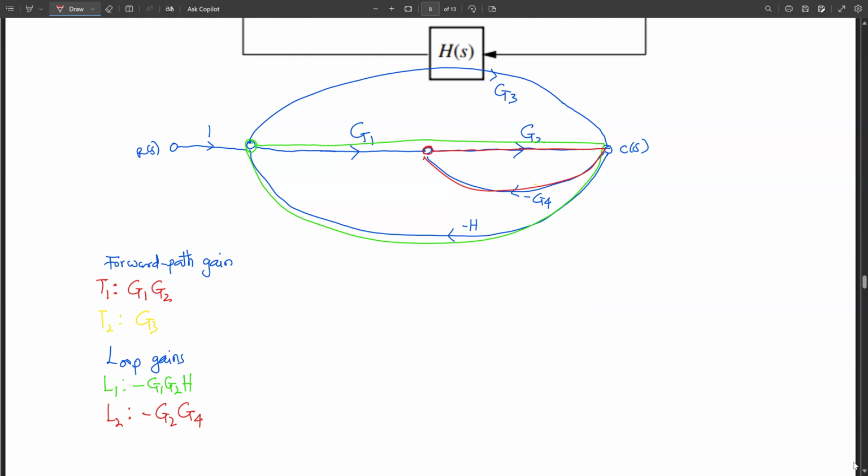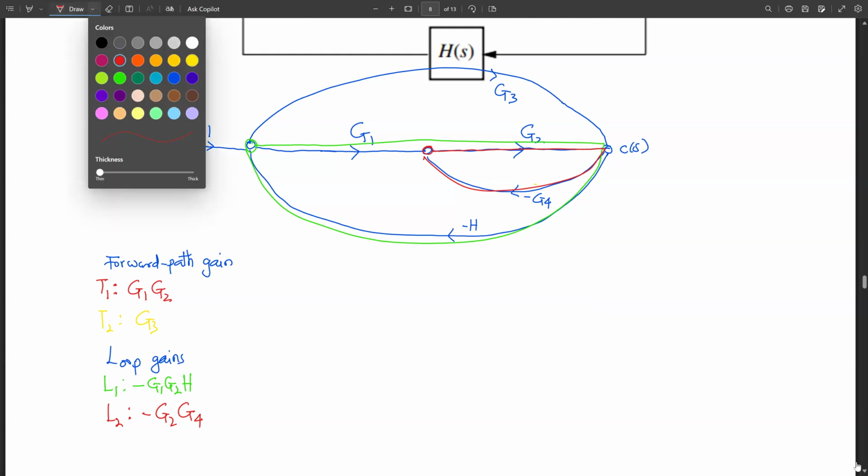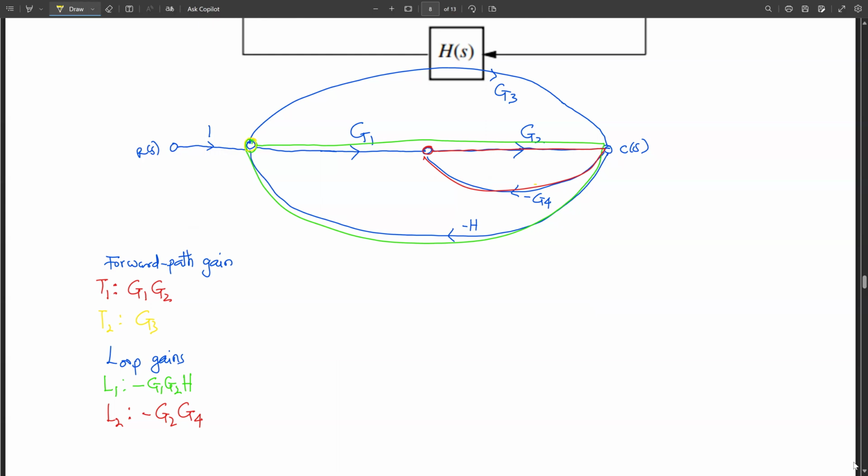I can find this loop. Okay, so my third loop, I start from here and traverse this path. Now here, the gain associated with my third loop is minus G3 and H. Let's see if I can find the fourth one. Is there a fourth one?